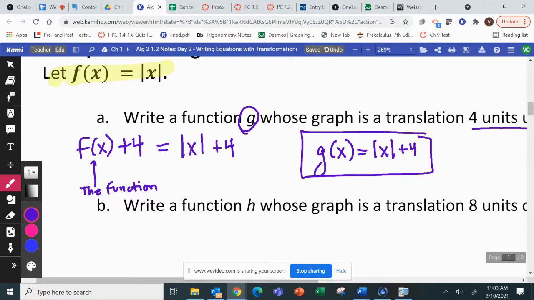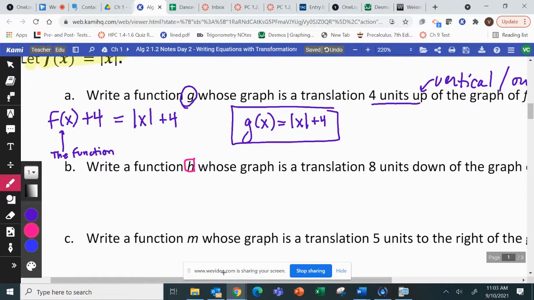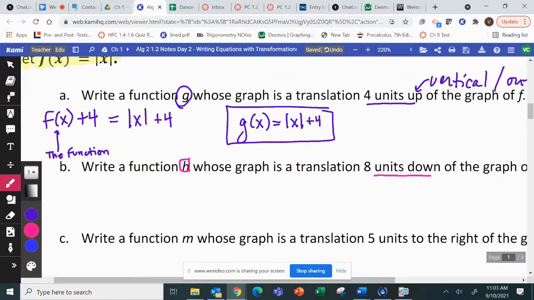Next example. Write a function h, so we got a new name, h, whose graph is a translation 8 units down of the graph of f. So we're going to take the graph of f, so f of x, and we're going to go 8 units down. Is that inside or outside? Outside. Vertical down. Vertical is outside, so we do minus 8.